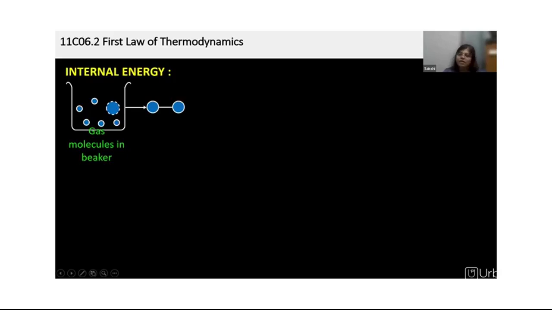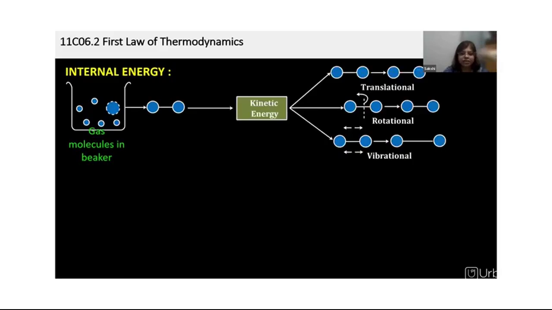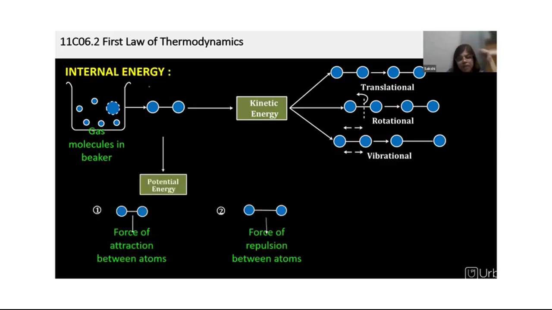For example, let us assume that there are gas molecules present in a beaker. These gas molecules would have certain kinetic energy. What is kinetic energy? Energy due to motion or movement. These molecules are continuously moving, so they would have a certain amount of energy, which we call kinetic energy. They would have translational energy, rotational energy, vibrational energy. And they would also have potential energy.